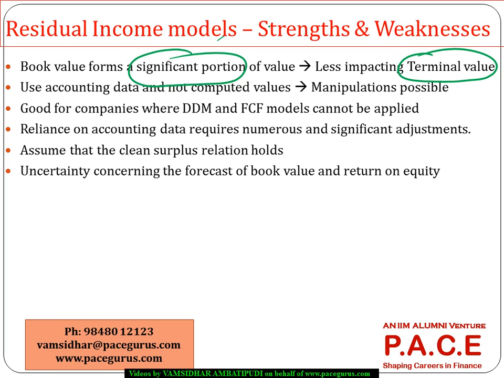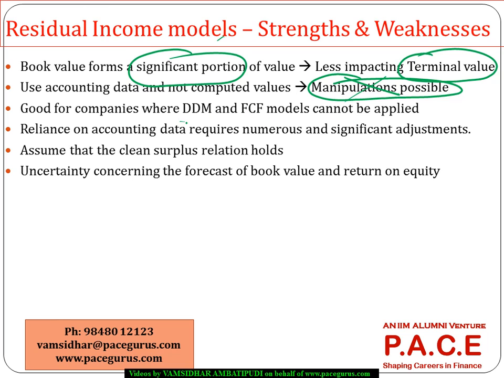And everything is based on the accounting data itself, which is a plus as well as a minus, because manipulations are very much possible on accounting data. So we have to be very careful in doing these kinds of computations.